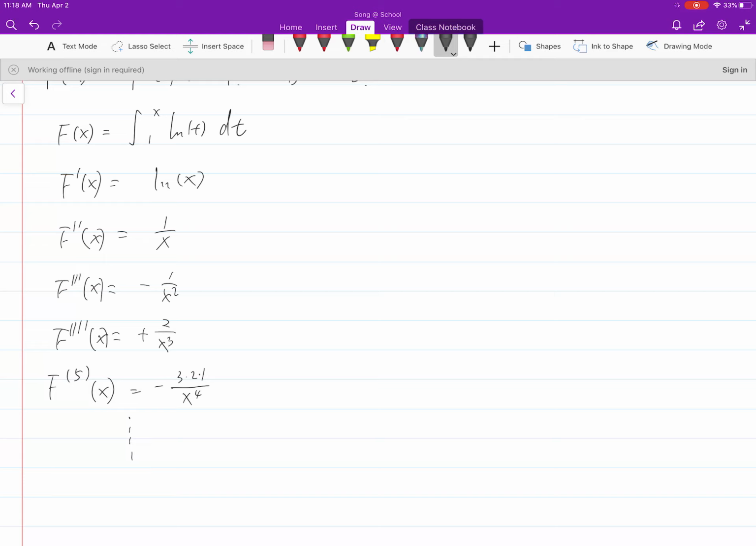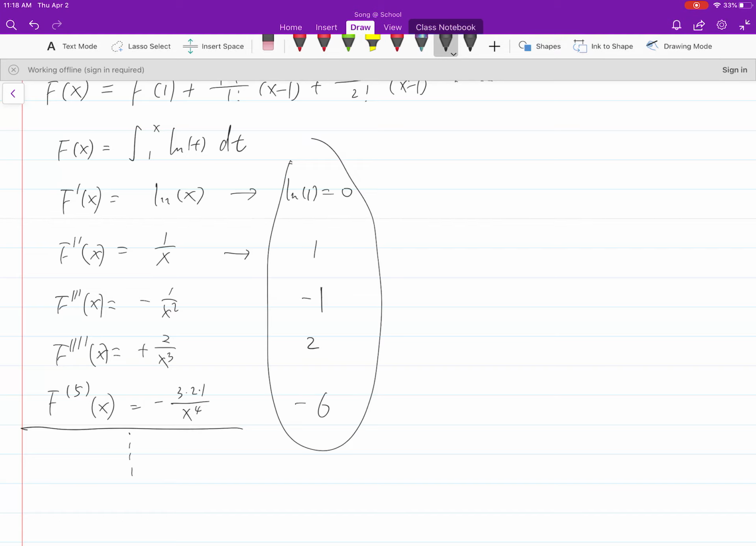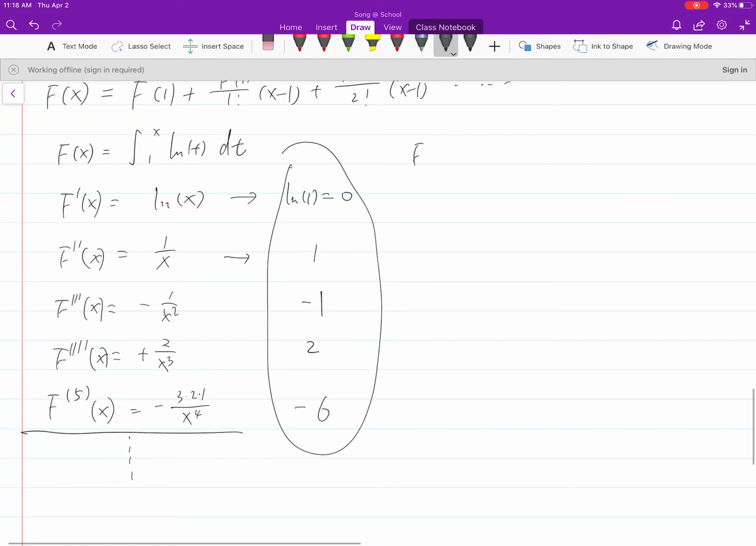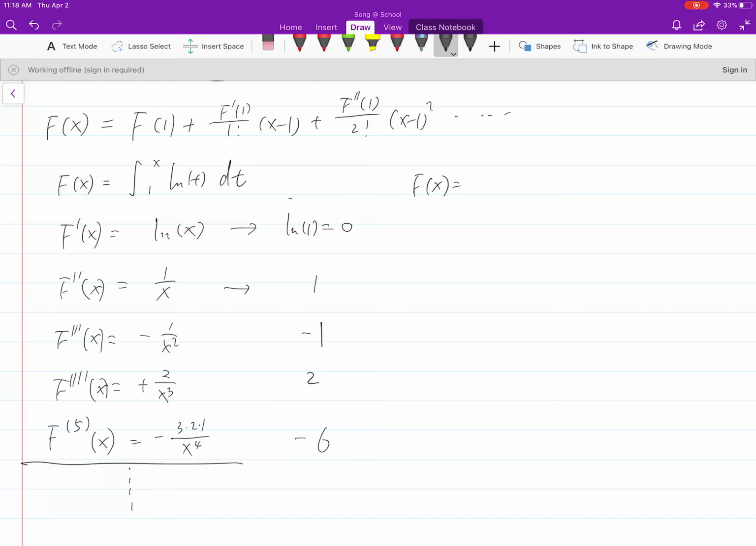Okay, if you want, you can do more. But I would just say, remember, eventually we want to stop somewhere. We just say, I'm just going to use everything I have so far. Okay, I will have some error, but I don't care. So, what about if you plug in 1? Okay, 1, -1, 2, and -6. Okay, with all these here, now I can write down f(x) equals, and f(1). f(1) is when you plug in 1 to here, that gives you 0.